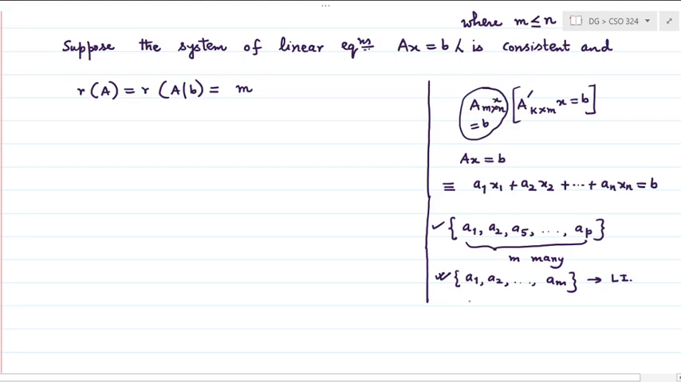So we assign the variables which are not associated to these chosen m many linearly independent vectors the values equal to 0. Fine. So this will then construct a submatrix. Let's suppose this submatrix is B. So let's suppose B is the submatrix A1, A2 till Am. B is a submatrix of the matrix A, and it is of order m by m.